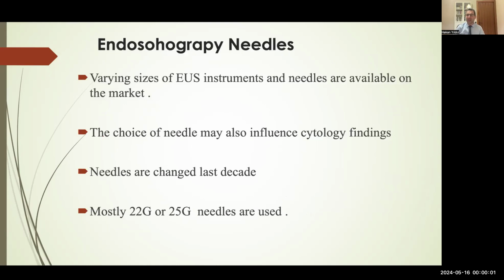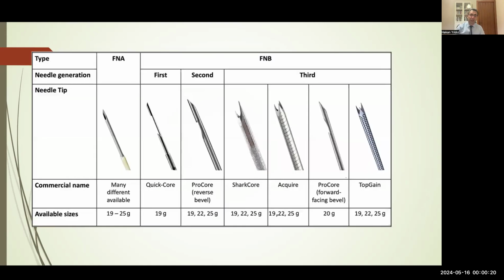Endoscopic needles of varying sizes for the EUS instrument are available on the market. The choice of the needle may also influence histology findings. Needles have changed in the last decade. Mostly we use 22 gauge or 25 gauge needles, and you can see all the needles.